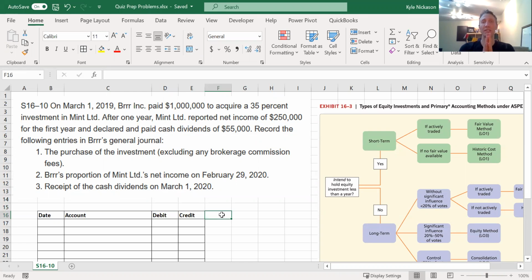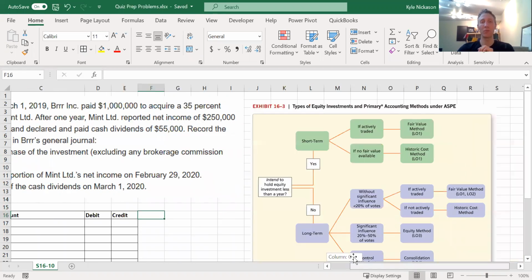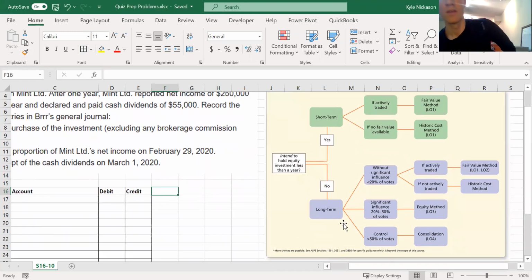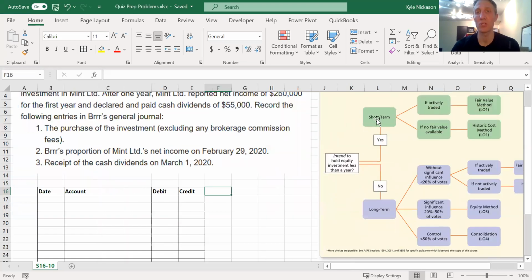First thing we need to establish in this problem is what method to account for this investment with. I've included here a decision tree that we can use. This decision tree first forces us to distinguish whether it is a short-term or long-term investment. If it's a short-term investment, that generally means they will be purchasing and selling it within a 1 year period, within 12 months. If it's long-term, it is beyond 1 year.